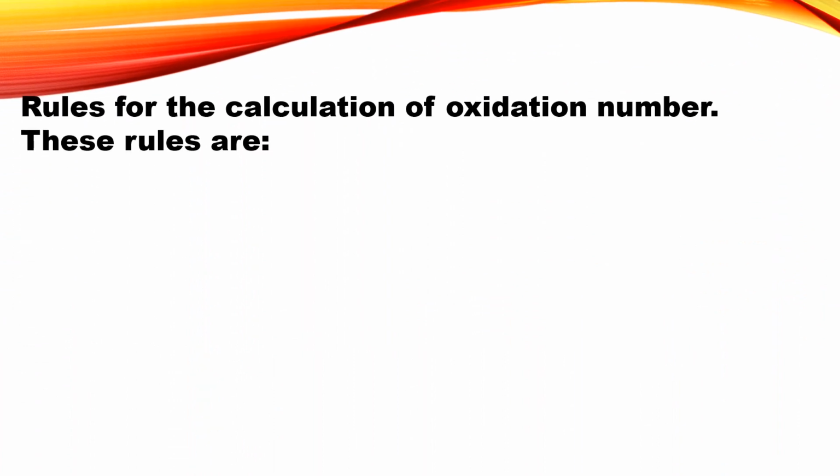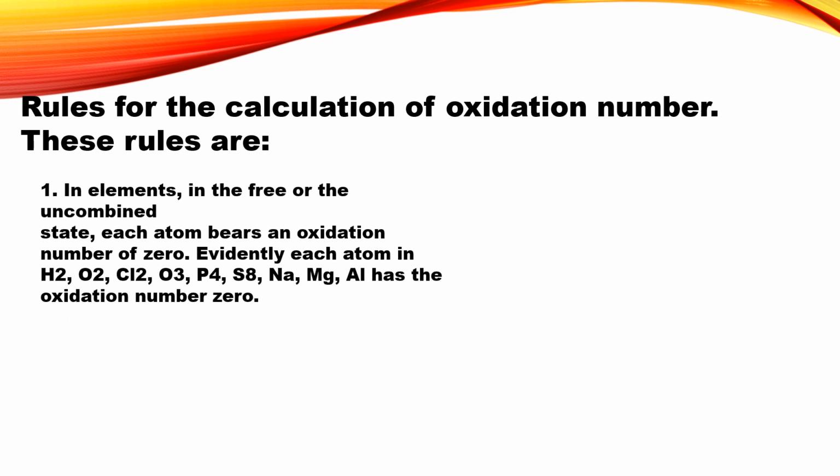So let's see these rules. There are rules for calculation of oxidation number. The first one: in elements in the free or combined state, when the element is in free or combined state, each atom bears an oxidation number of 0, as we saw in the reactions. So when they are free, they are not combined, at that time they are having 0 oxidation number.